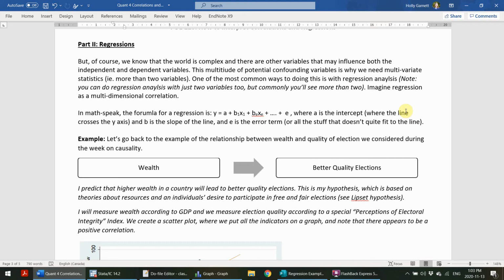Okay. So we were looking at correlations before, and we know that the world is much more complex and that there's other confounding variables that might influence both the dependent and independent variables. So all of these confounding variables is why we need multivariate statistics, where we're moving from just 2 variables into more than 2. One of the most common ways that we can do this is with regression analysis. And I make a note, you can do regression with 2 variables, but commonly you'll see more than just 2 variables. So the way you can imagine regression is kind of like a multi-dimensional correlation.